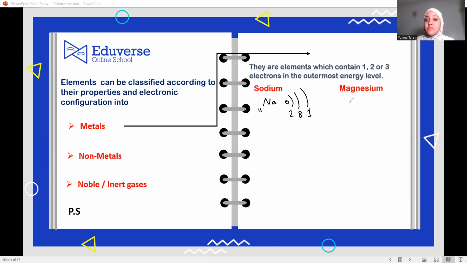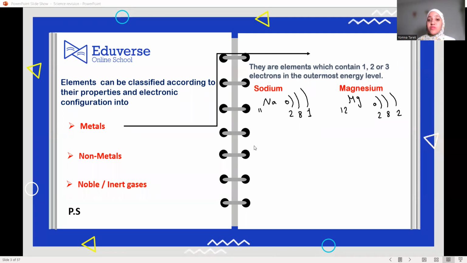What about magnesium? Magnesium contains 12 electrons. When we distribute magnesium, here we have 2, here we have 8, 2 plus 8 is 10, 12 minus 10 is 2. So magnesium contains 2 electrons in the outermost energy level. Super, so magnesium is metal.